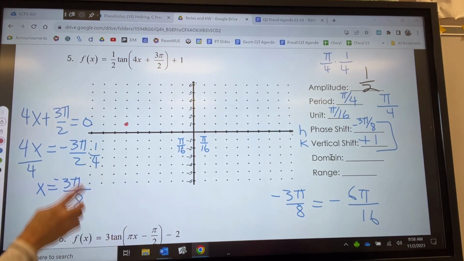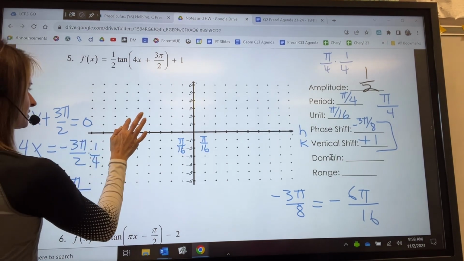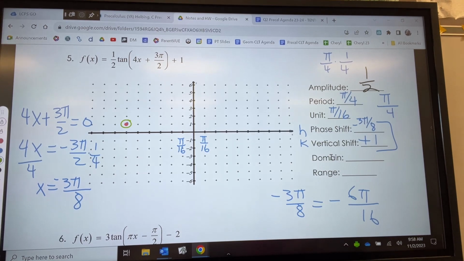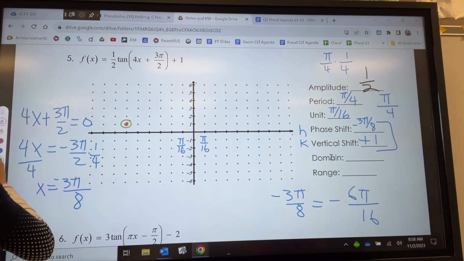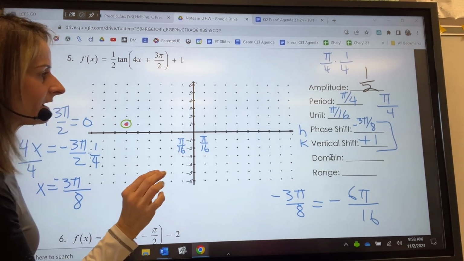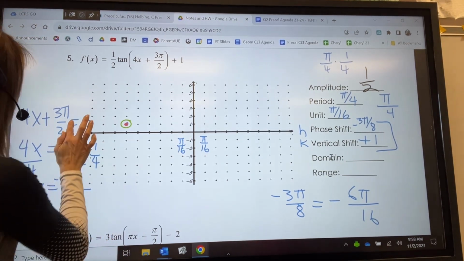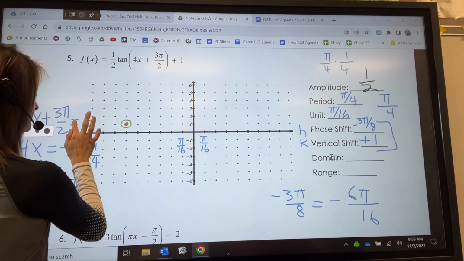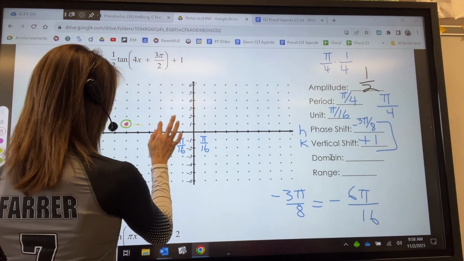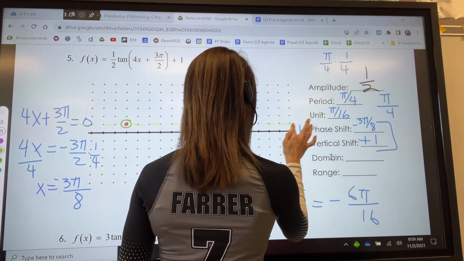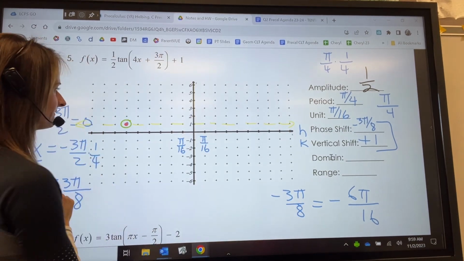Beautiful. And I'm going to go ahead and circle that just so we know that's our starting point. From there, before I forget, let me just draw that midline in where the vertical shift went, just so I don't forget. I have a tendency to forget my vertical shift. This is a good way to remember it. There's my midline for my graph.